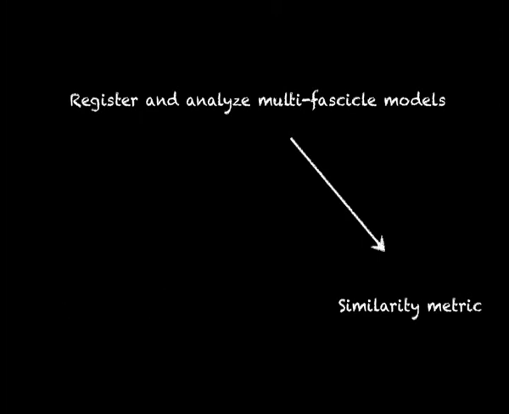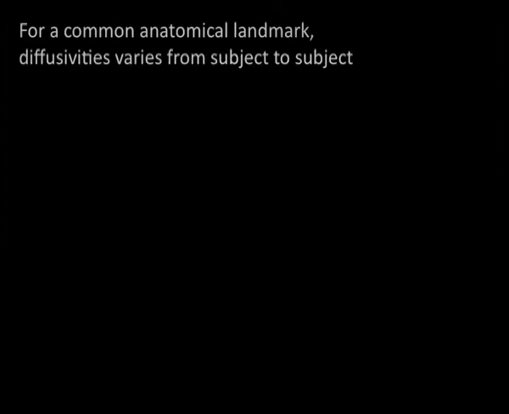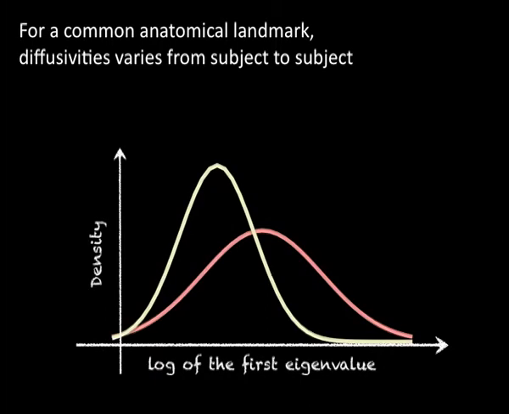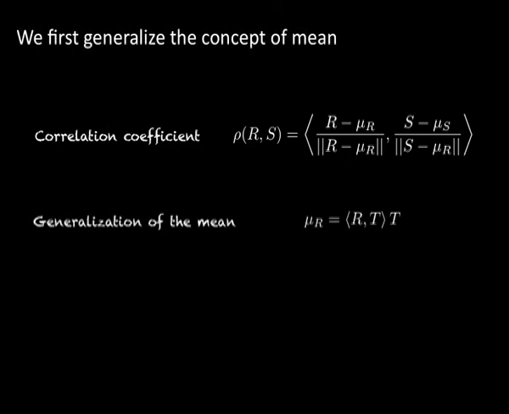When defining a similarity metric, we need to know what differs and what's similar between the images to register. A good similarity metric varies with what is similar and is invariant with respect to what differs. If we look at diffusion images of two different subjects, we realize that diffusivities at a common anatomical landmark differ. A good similarity metric for diffusion images should therefore be invariant with respect to absolute differences in diffusivities.